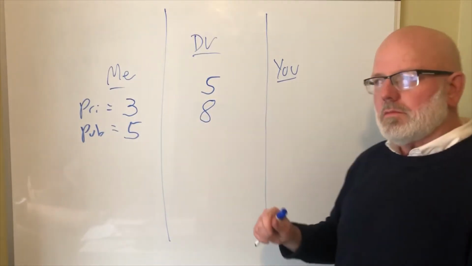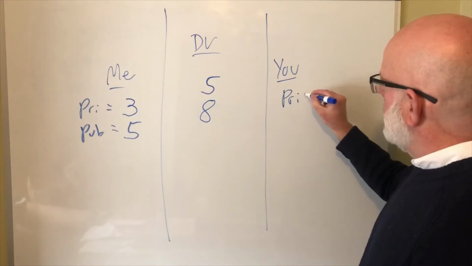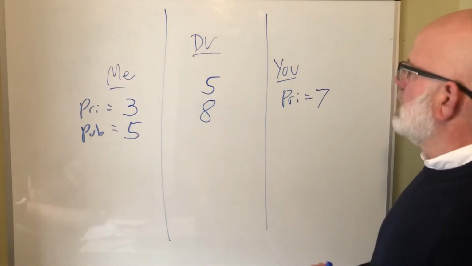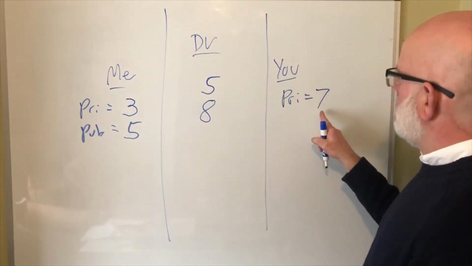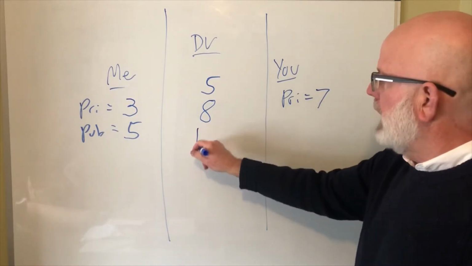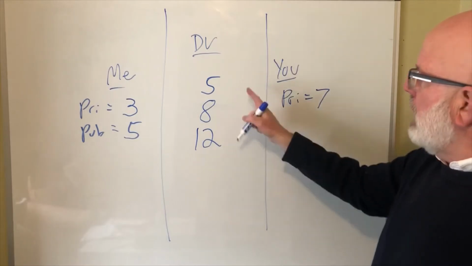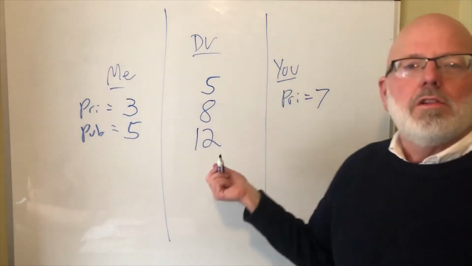On your side, you generate a private key. Let's say in your case it's going to be a 7. And what you do is you take my public key, you combine it with your private key, making a 12, and you write that out. And here again, Darth Vader can't figure out that your key is a 7 and mine is a 3 because he can't do subtraction.